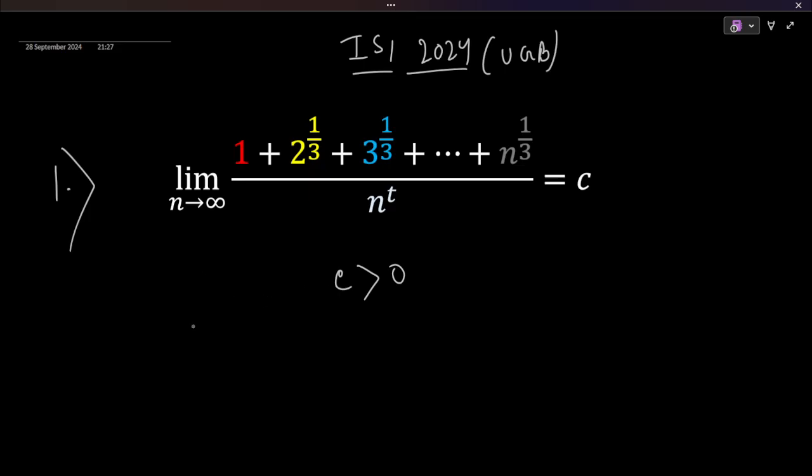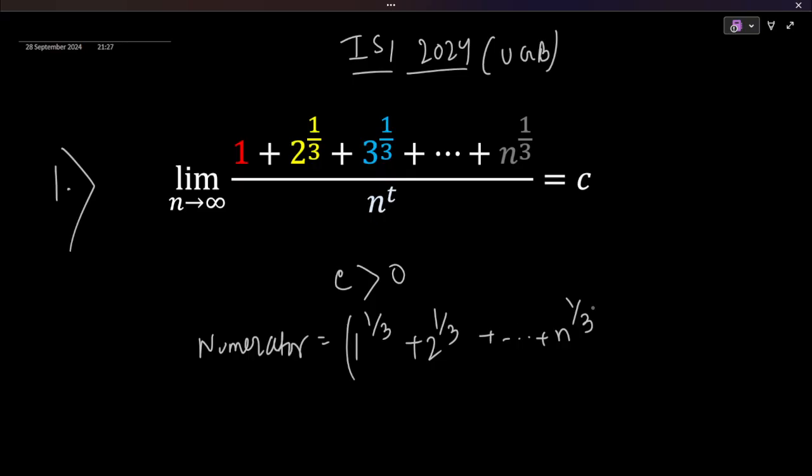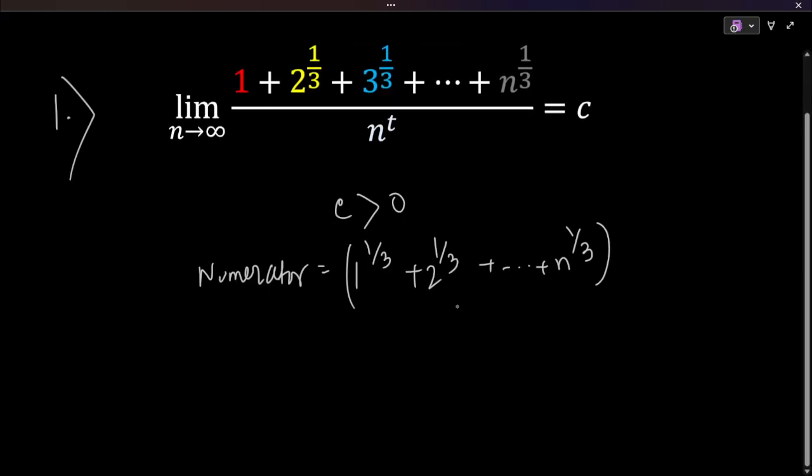The numerator is simply 1 to the power 1 by 3 plus 2 to the power 1 by 3, and all the way up to n to the power 1 by 3. So this is the numerator, and it's inside the limit as n tends to infinity. But this gives us a sense that we have known Riemann sums, right?